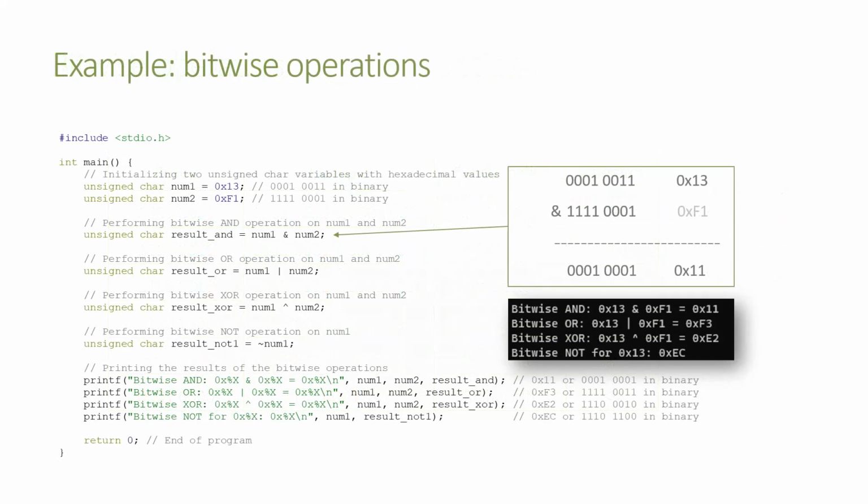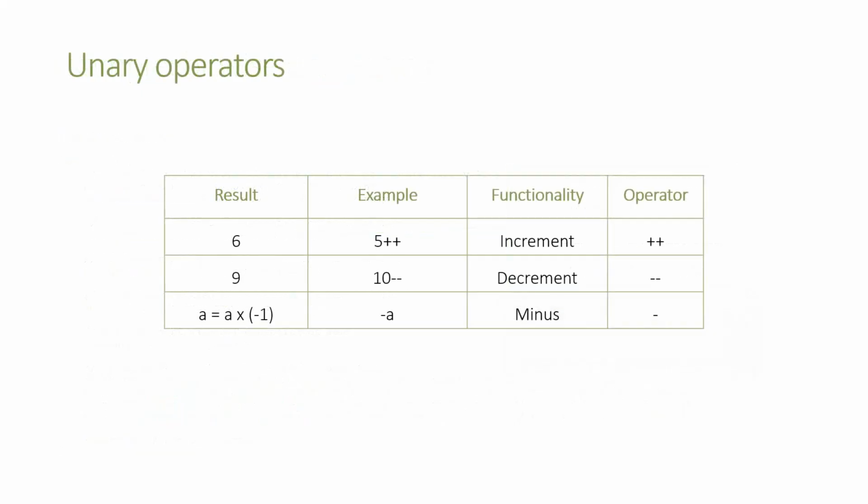This C code demonstrates bitwise operations on 2 hexadecimal numbers, num1 and num2. When you run this program, you'll see the output that shows the results of the bitwise AND, OR, XOR, and NOT operations on the given numbers. And this table provides a simple example for each unary operator.